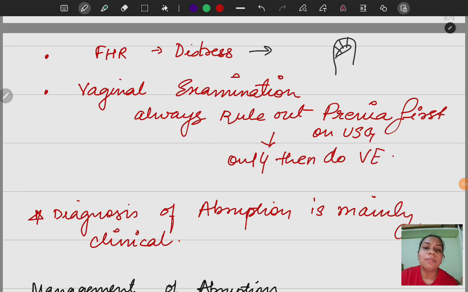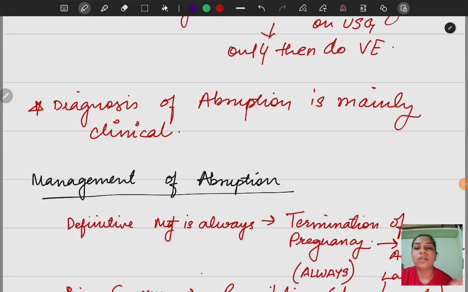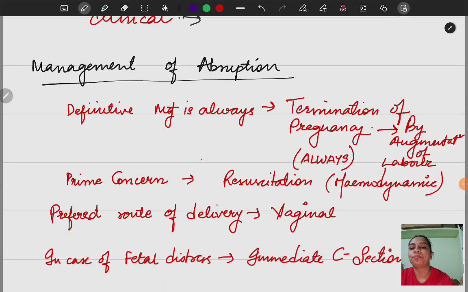For vaginal examination, you always have to rule out placenta previa first on USG. Then only we can do vaginal examination. Otherwise you can't do it, because if it is a case of previa, then you are harming the patient. The diagnosis of abruption is mainly clinical. So USG is not required. Only on vaginal examination you can find out it is abruptio placenta.